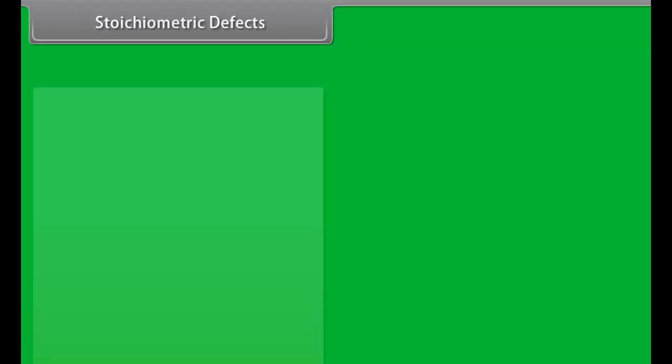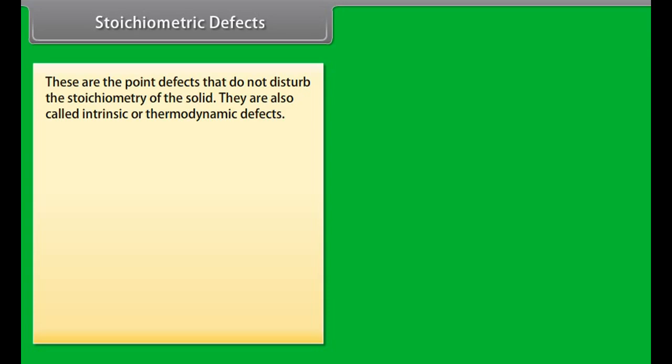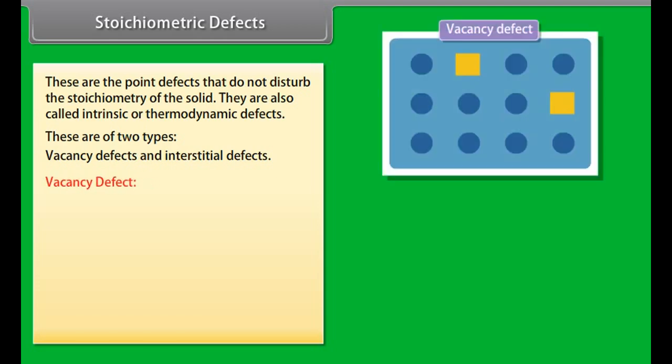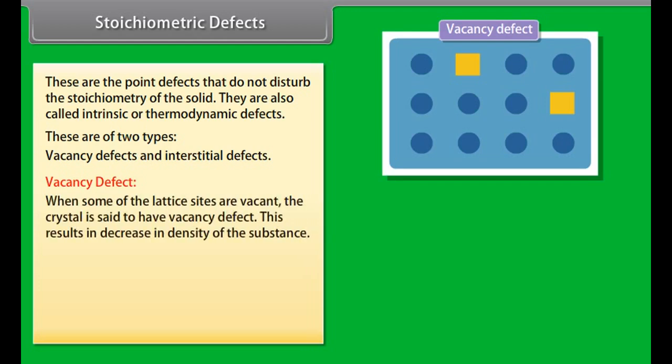Stoichiometric defects. These are the point defects that do not disturb the stoichiometry of the solid. They are also called intrinsic or thermodynamic defects. These are of two types: vacancy defects and interstitial defects. 1. Vacancy defect. When some of the lattice sites are vacant, the crystal is said to have a vacancy defect. This results in a decrease in density of the substance.